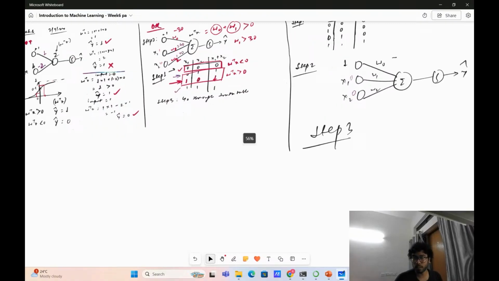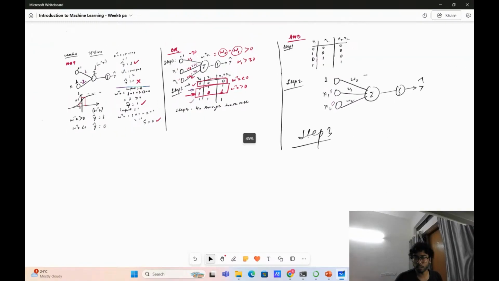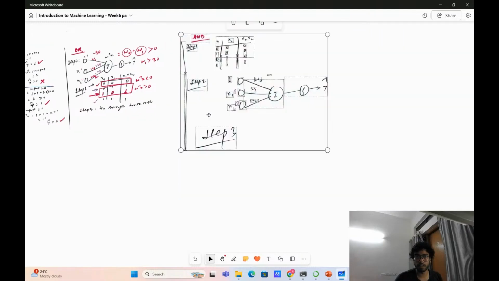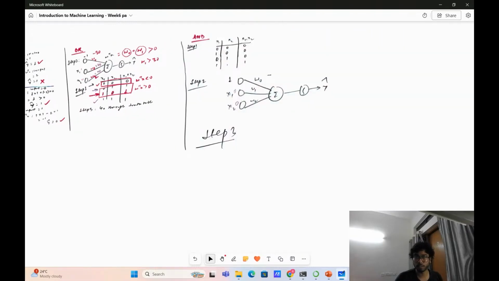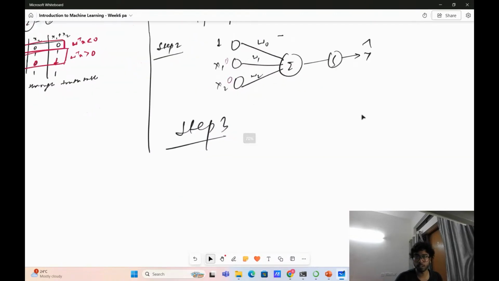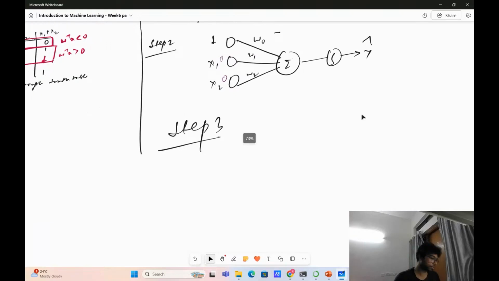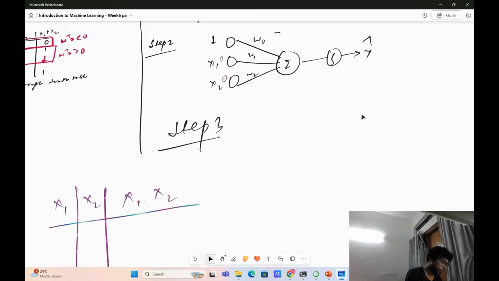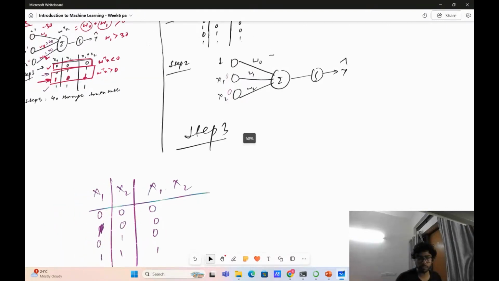I think now it's visible. Let me draw the truth table again here. x1, x2, x1 times x2. 0, 0, 0; 0, 1, 0; 1, 0, 0; 1, 1, 1. Okay. So this is the truth table for the AND gate.